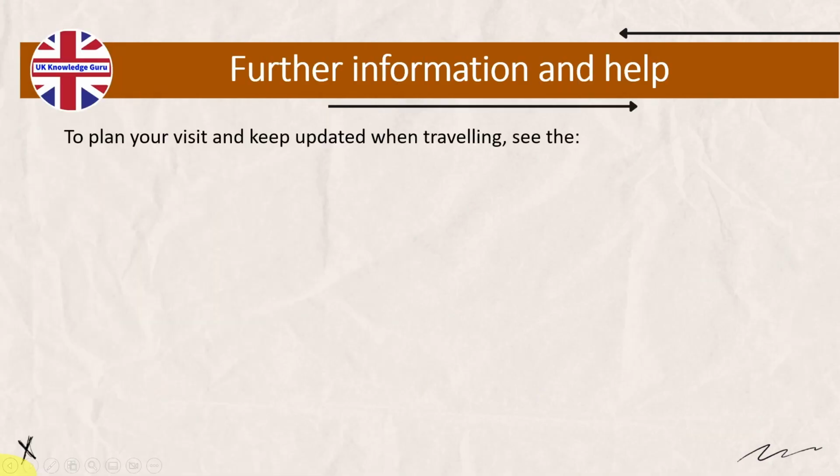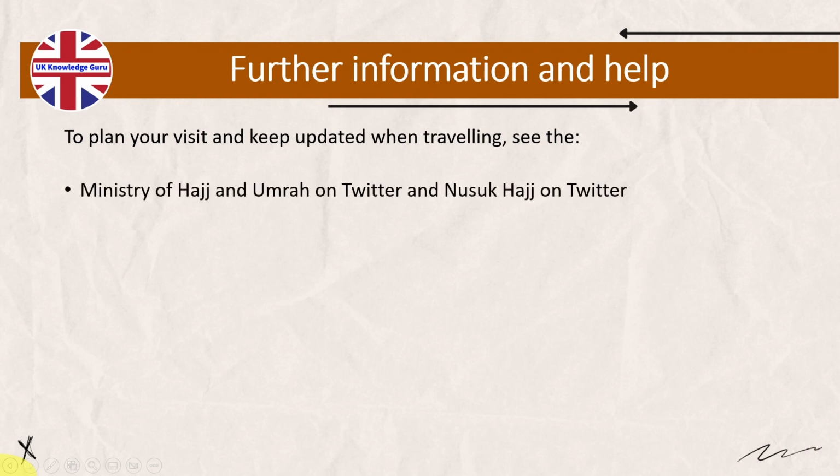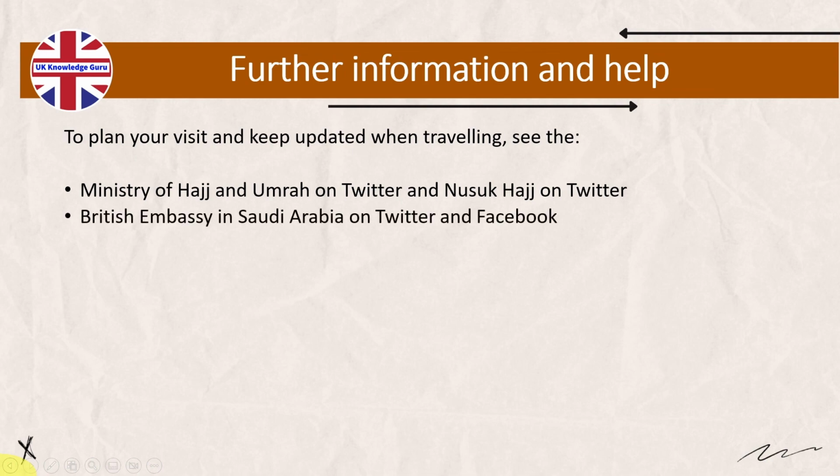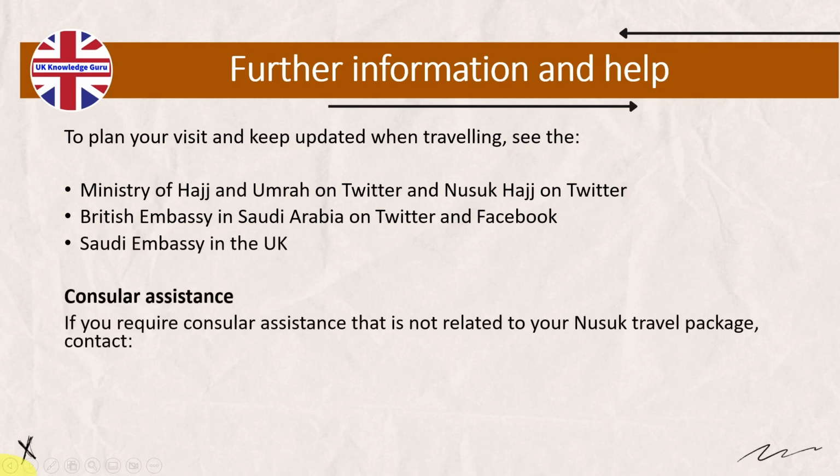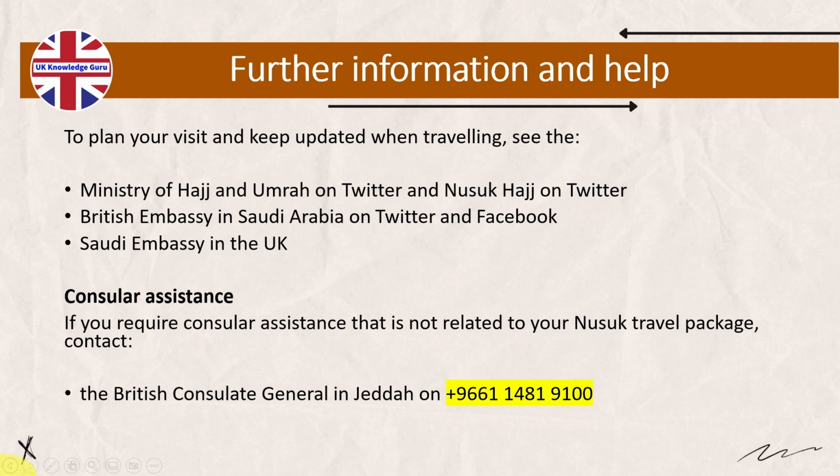Further information and help if you need: you can always contact the Ministry of Hajj, and they have a Twitter account where they update the dates and everything. The British Embassy in Saudi Arabia is on Twitter and Facebook, they also have pages. The Saudi Embassy in the UK, and you can also contact the British Consulate General in Jeddah. The phone number is +966 11 481 9100. If you are traveling from the UK, do save that number just in case.